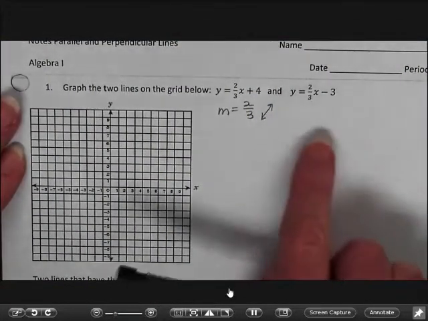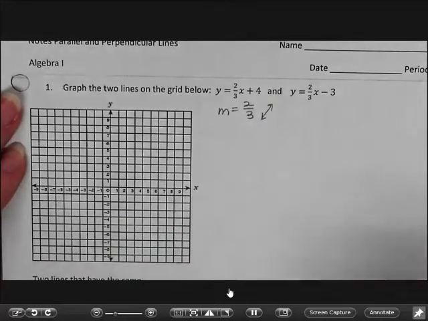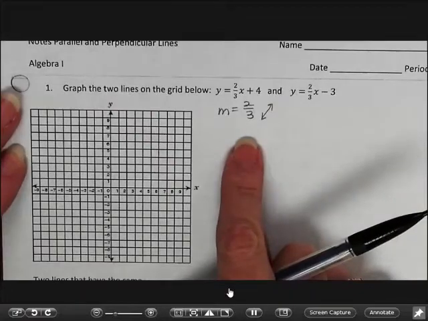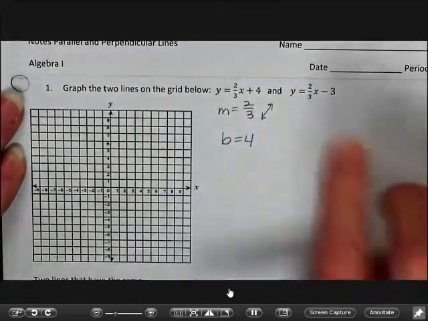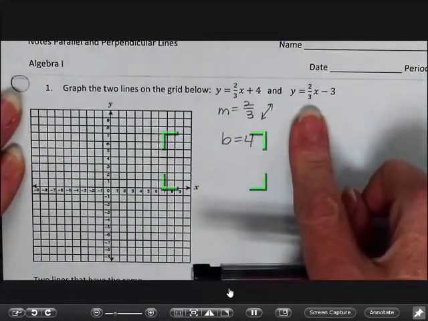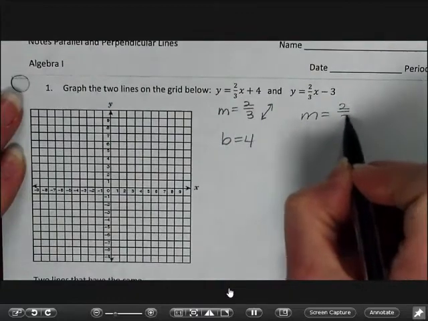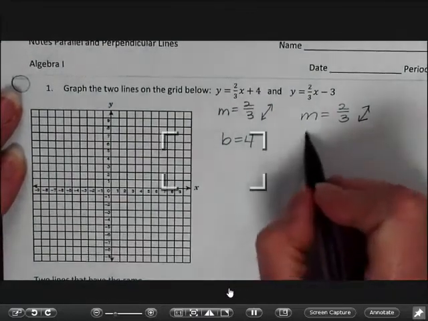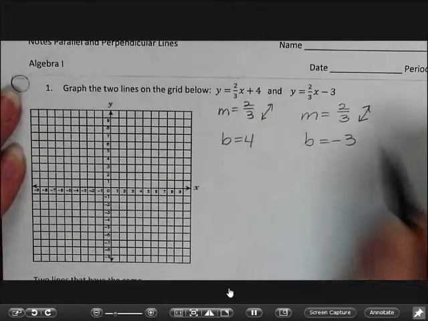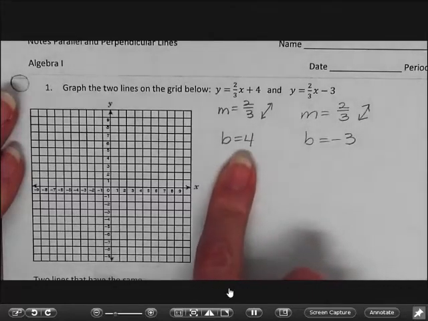For this lesson today, this is super helpful. It really will help you make sure you're getting your lines going in the right direction. What's our y-intercept? 4. So we're going to put b equals 4. Okay, let's look at line 2. What's my slope? 2/3. And what's my y-intercept? -3. Now, when I get ready to graph these lines, what point do we always want to make sure we start at? The y-intercept.